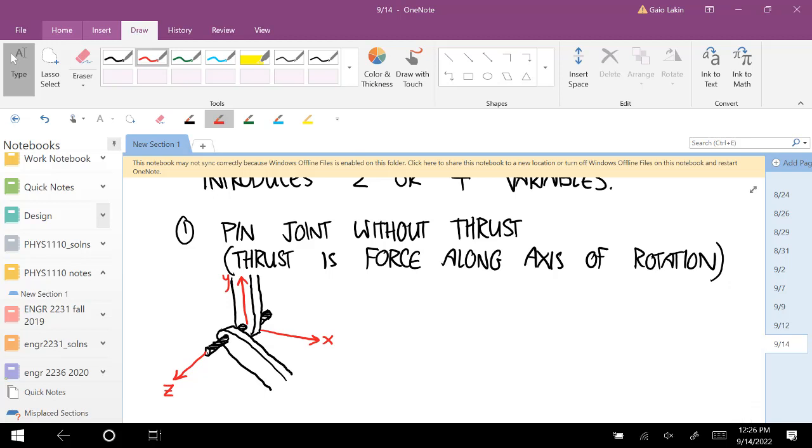The idea of thrust is, if these two bodies can both slide freely along that long pin, then that pin isn't applying any force along the axis of rotation. And so that's what it means for a joint to not provide any thrust, okay? A lot of times you'll see these acting in pairs, and there'll be one that doesn't provide thrust on one side and one that does provide thrust on the other side.